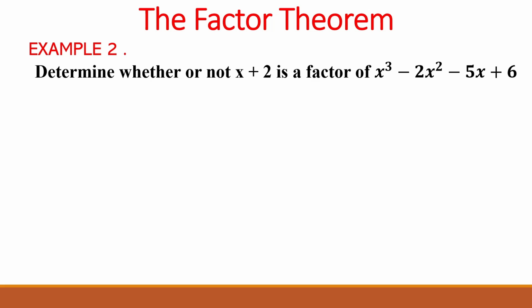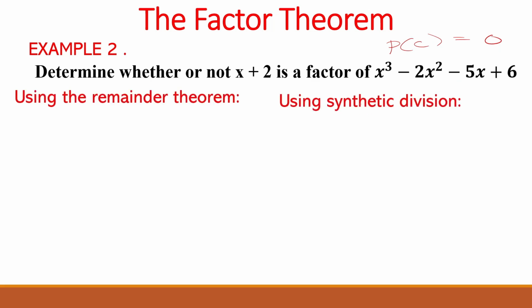Okay? So, dapat yung ating remainder dito is equal to 0. So, we have p of c must be equal to 0. So let us use the remainder theorem again and check again using synthetic division. So you have x plus 2 is equal to 0. So our x is negative 2. So yung gagamitin nating value of x is negative 2.